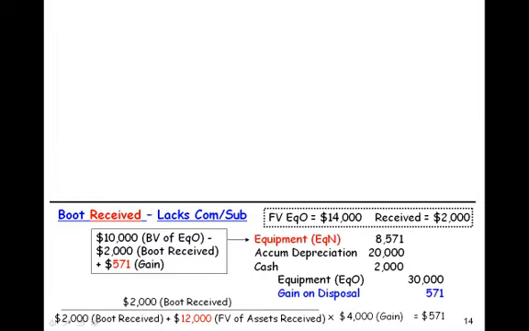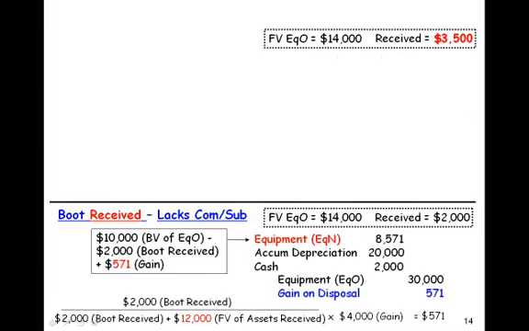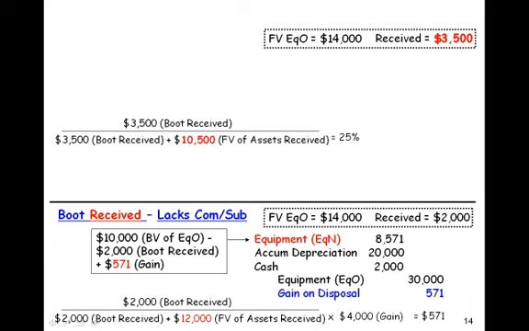Let's change these facts. Assume that the amount of cash received is $3,500, not $2,000. When we use the 25% test, we find that the boot received is 25% of the total consideration received, which means it is equal to or greater than 25%. Therefore, we recognize the total gain of $4,000. Notice that this is the entire gain, not just 25% of the gain.